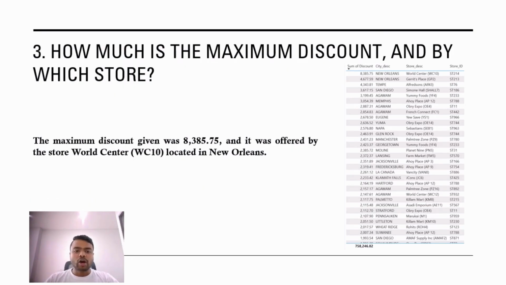So my next question is, how much is the maximum discount and by which store? The maximum discount provided was $8,385.75, given by World Center WC10 in New Orleans. In Power BI, we created a table using the discount, city dex, and store dex fields from the transaction dataset, and we filtered for all records and sorted the discount column in descending order. The top row revealed that the largest discount, 8,385.75, was provided by World Center WC10 in New Orleans.